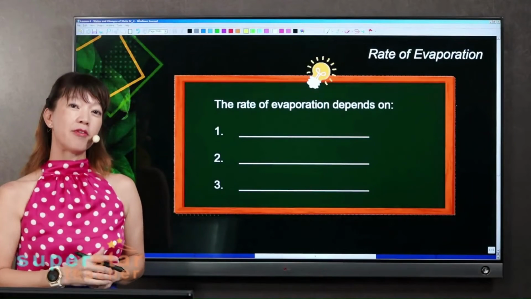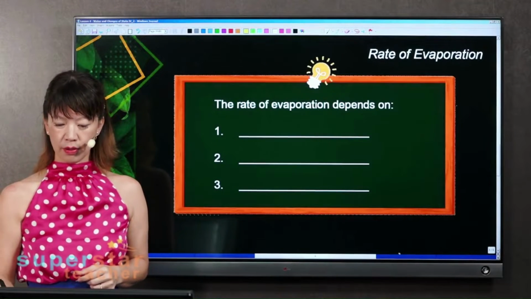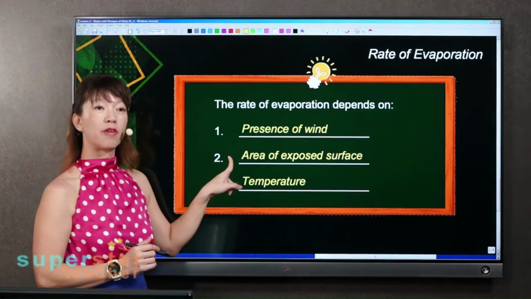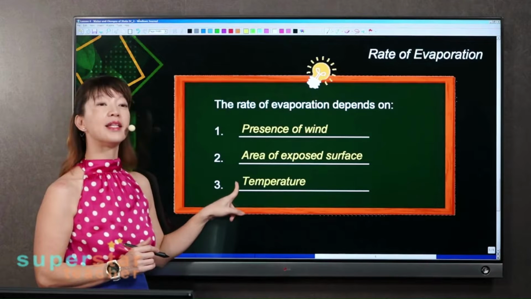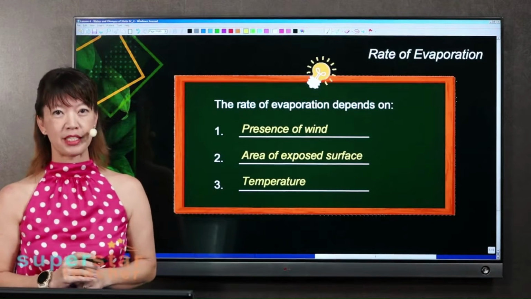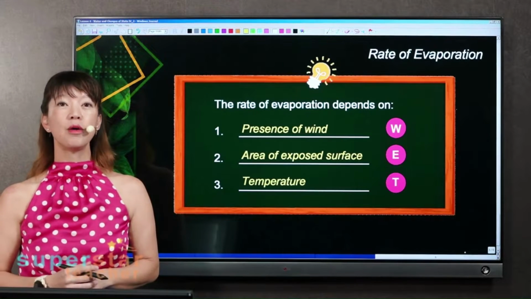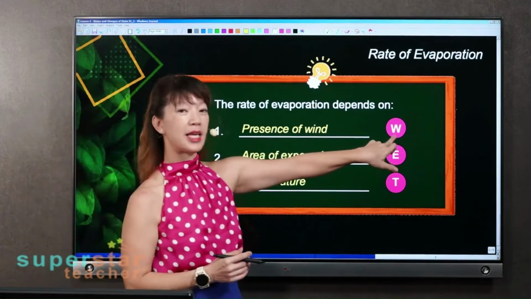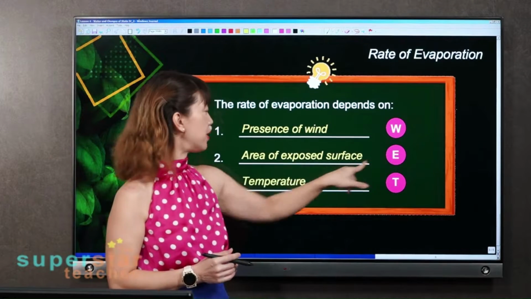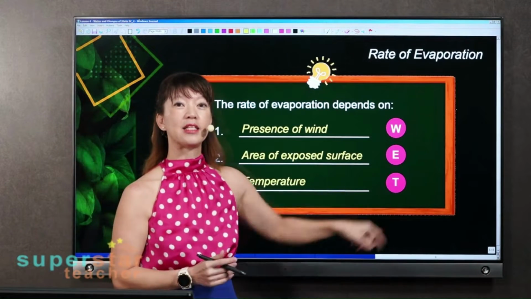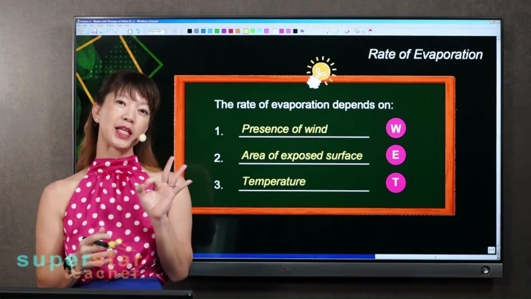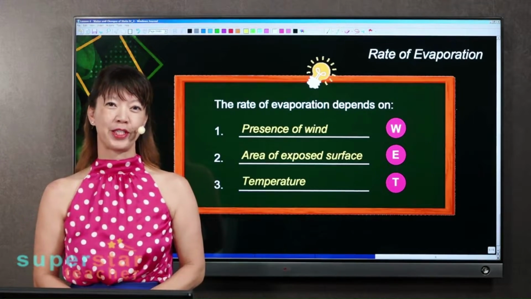So 3 things that the rate of evaporation depends on, which is the presence of wind, the area of the exposed surface, and the temperature. So there's a very easy way for you to remember these 3 points. Just remember WET. W stands for wind, E stands for exposed surface area, and T stands for temperature. So just remember WET, and you can remember the 3 factors that affect the rate of evaporation.